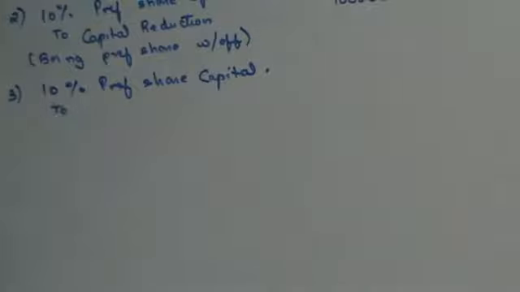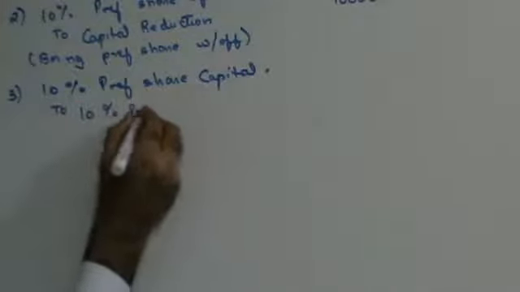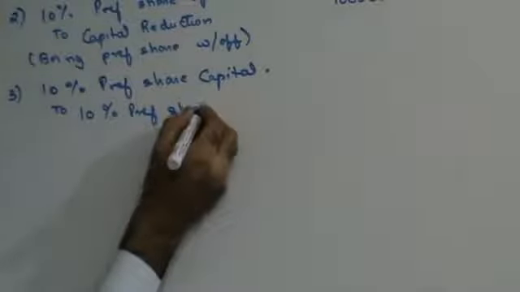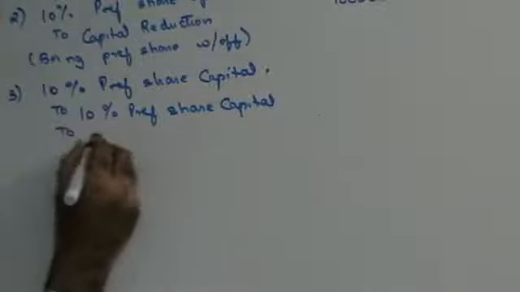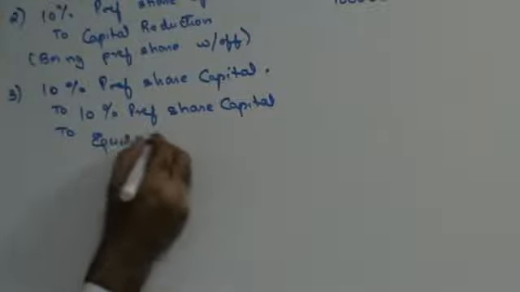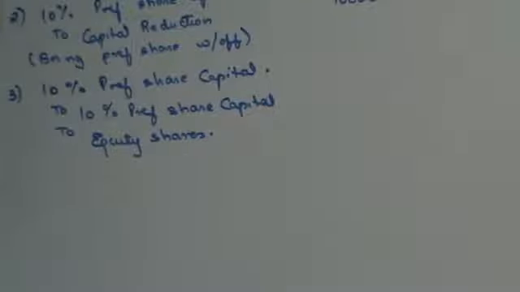Instead of that, you will issue, debit what comes in, credit what goes out. You are going to issue new 10% preference share capital and you are going to issue equity shares. Right?